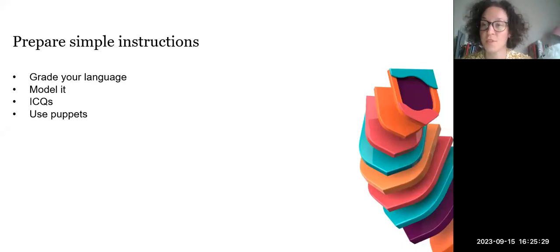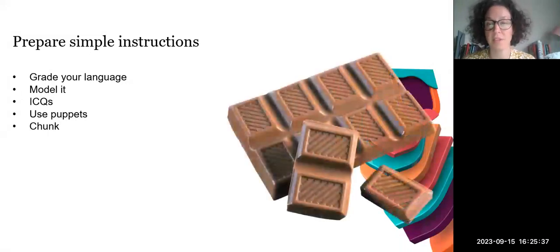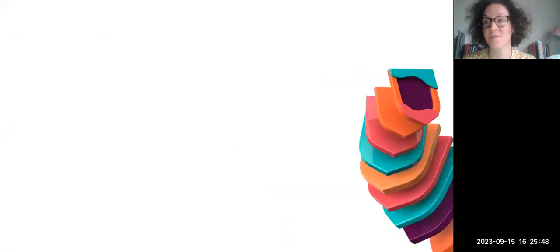Yeah, when you use toys or puppets, students have kind of a model of what they need to do, and it's easier. And chunk them, give them in stages. And here is a piece of chocolate. It's easier to eat it when you go one by one than all together. So the same with instructions, you chunk those.